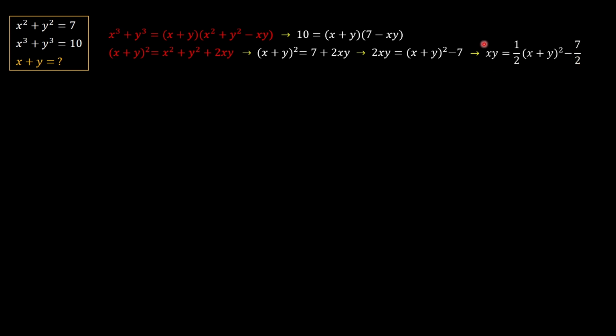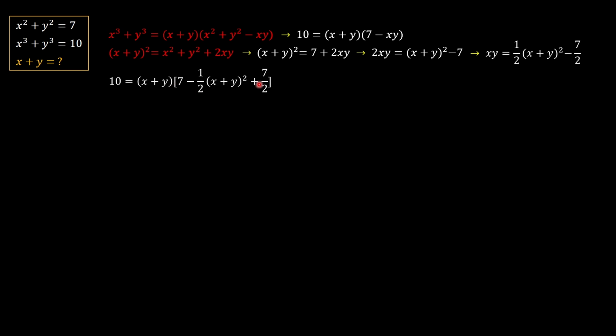Now let's put this equation into this equation instead of xy. Then we'll get 10 equals (x plus y) multiplied by square brackets. Instead of square brackets, we have 7 minus 1/2 multiplied by (x plus y) squared plus 7/2. As you can notice, here we have minus and here we have plus, but in this equation, here we have plus and here minus. It changed because here we have a minus. That's why it became minus here and plus here.